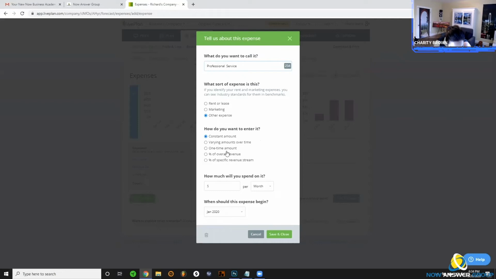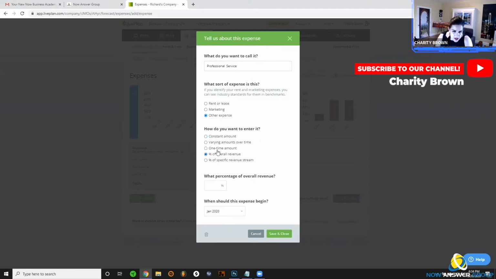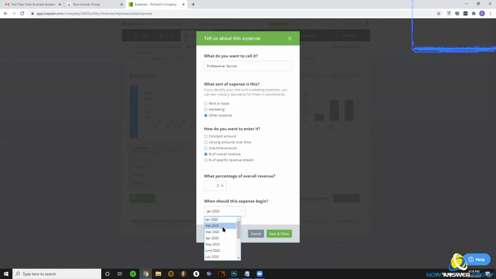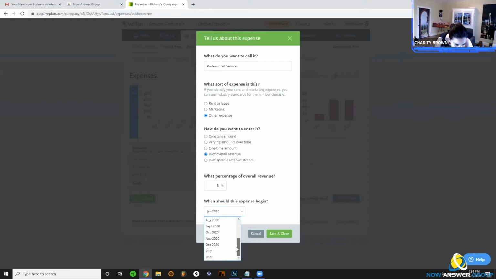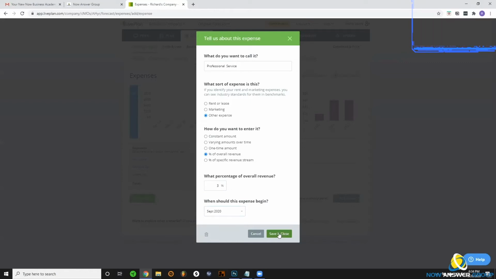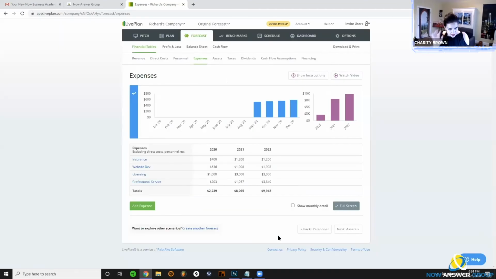So how do you want to enter this? Constant amount, varying amount over time, a one-time amount, a percentage of overall revenue. I'm just going to say a percentage because it's easier for me to think in percentages. So I'm going to say 3%, which is not that much, and some people spend 10 or 20. It would mainly be me spending money on product development, bringing in consultants, always bettering the product. So that's yes. Definitely want that to scale up, and it will increase each year based on how you set up your forecast rules.